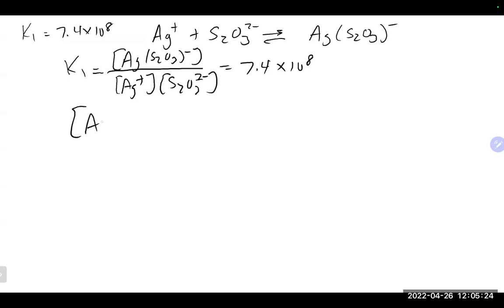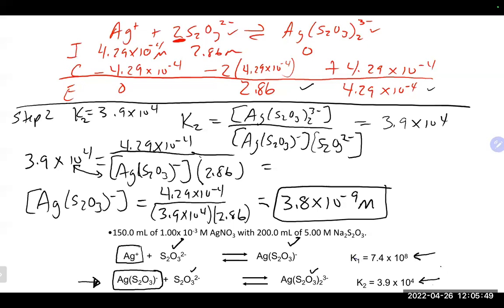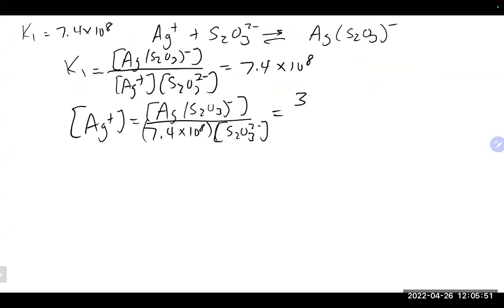Solving for silver would be our silver concentration here, divided by 7.4 times 10 to the 8, and our S2O3 2 minus. Putting in our numbers that we have from the previous there, that would be 3.8 to the minus 9 up on top. That would be our K1 value on the bottom. And that would still be our 2.86 that we had at equilibrium there.